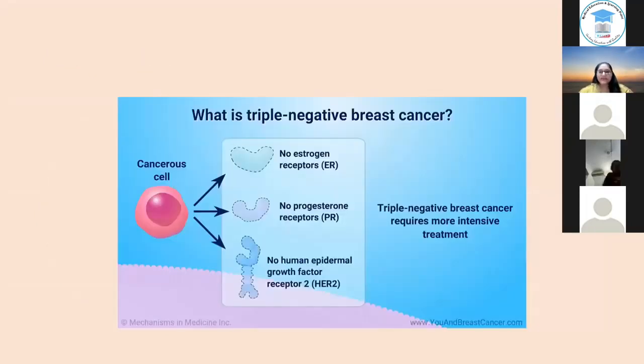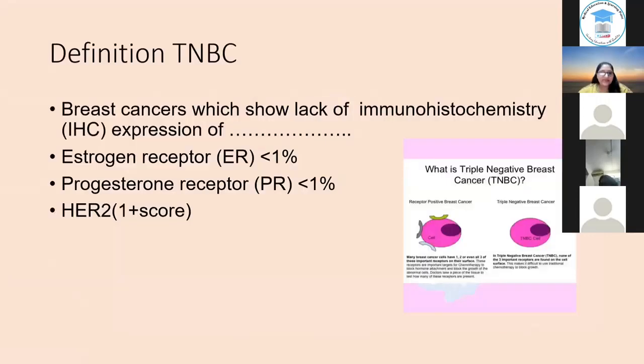So what is triple negative breast cancer? You must all be aware that a cancerous cell which has no ER, that is no estrogen receptor, no progesterone receptor, no HER2/neu receptor, we call it as TNBC, and this type of category of tumor, they require more intensive treatment. So the breast cancers which show the lack of immunohistochemistry expression of ER, PR, and HER2/neu.